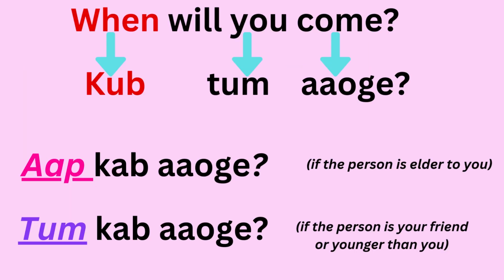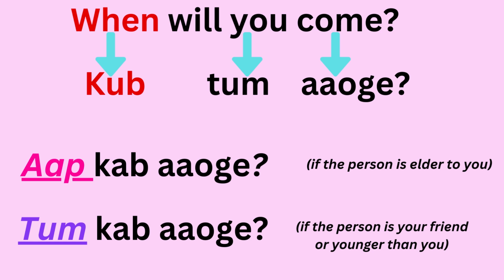Then comes the English word when. When will you come? So the Hindi word for when is kab, you is tum, and come is aoge. The root word for come is ana, but since it is futuristic, we say aoge. Kab tum aoge. But the correct way to say the sentence is aap kab aoge or tum kab aoge, depending upon who we are talking to.